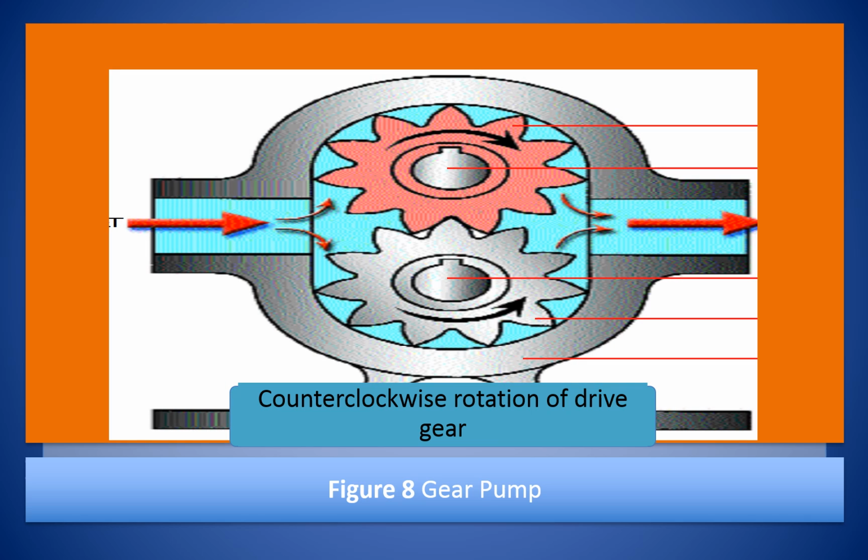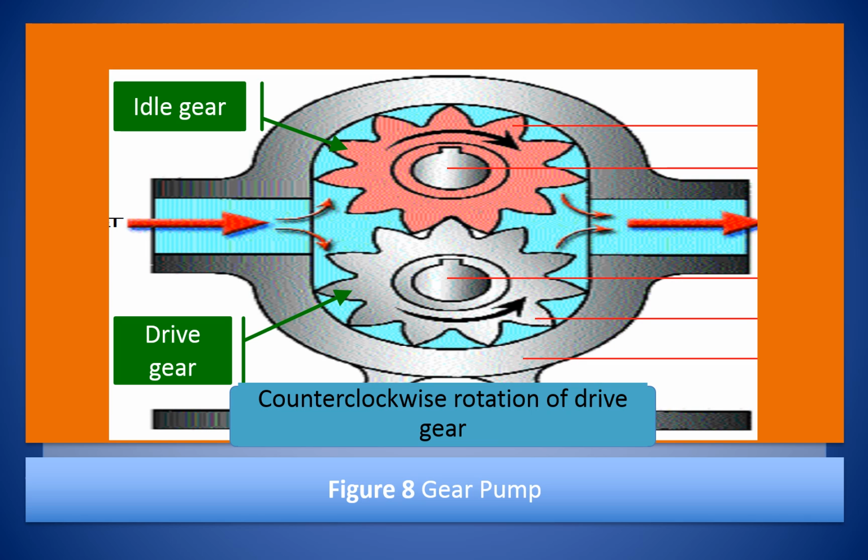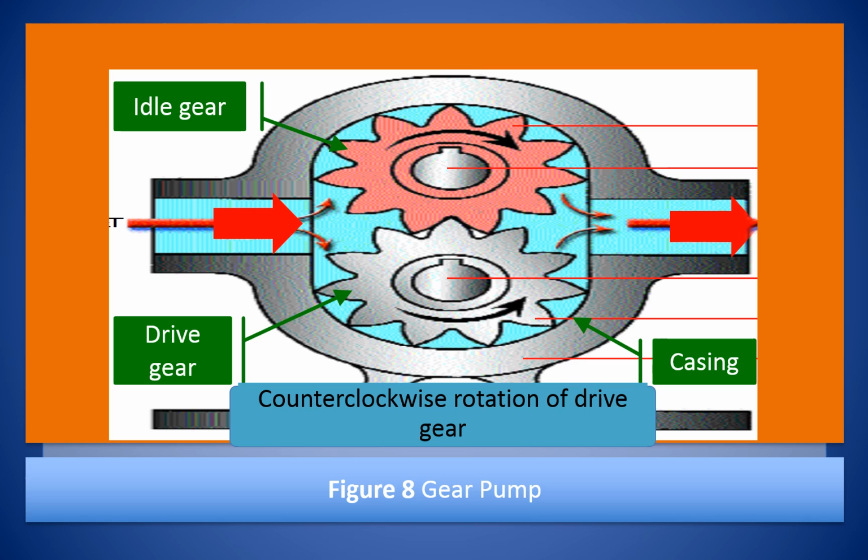Illustrated in this figure is a gear pump. The pump has two gears rotating in opposite directions, driven by two different shafts, one by the motor and the other the idler. The vacuum created by the rotation of the pump captures and draws in the liquid. Counterclockwise rotation of the drive gear creates a vacuum that draws in the liquid.